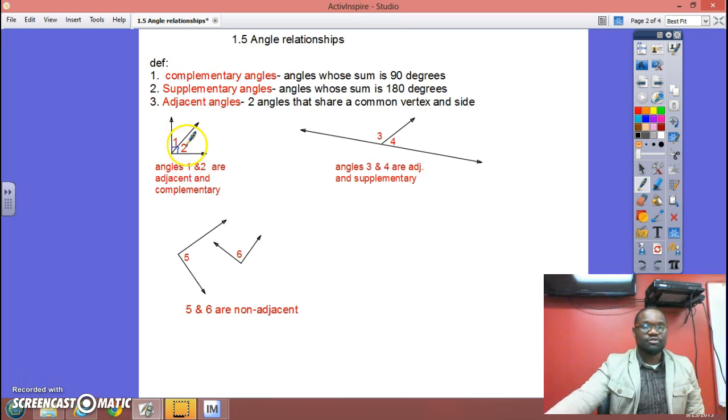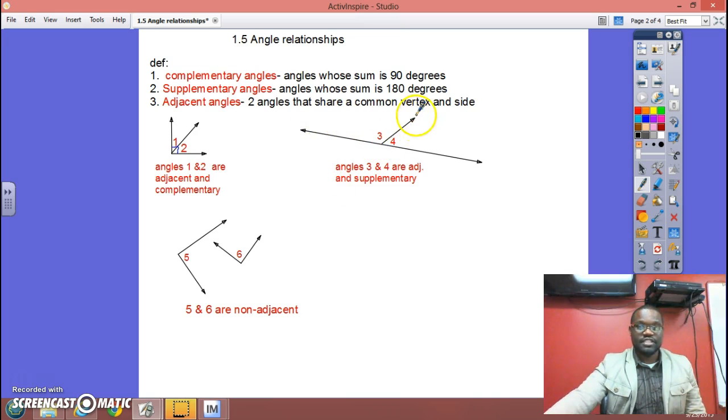Notice angle 1 and angle 2 are adjacent angles. They share a common side, this side right here, and this same vertex. So they're right next to one another and they share a side. They're adjacent. It says angle 1 and angle 2 are adjacent and complementary. How do I know that they're complementary? Because put them together and they equal 90 degrees. You take them away, they don't equal, but when you put them right next to one another, they equal 90 degrees.